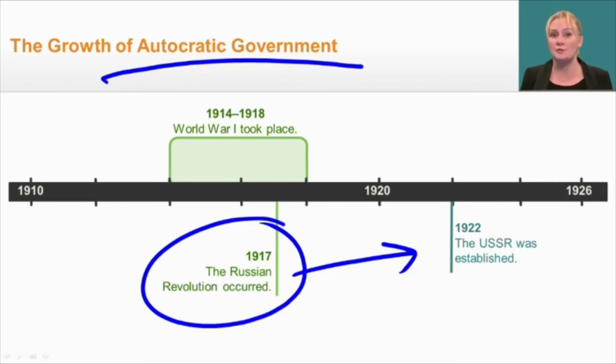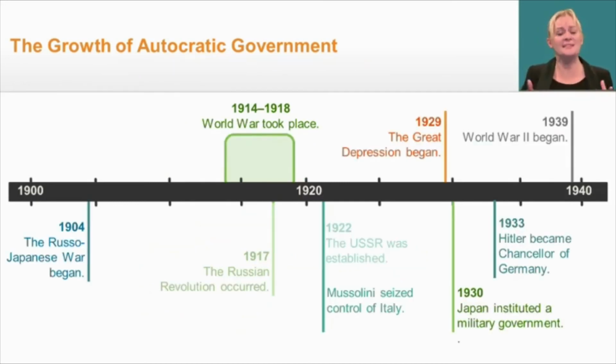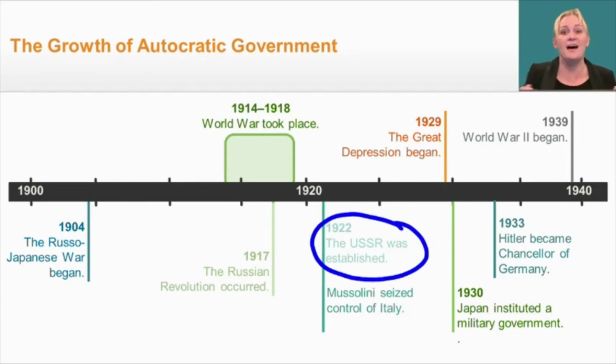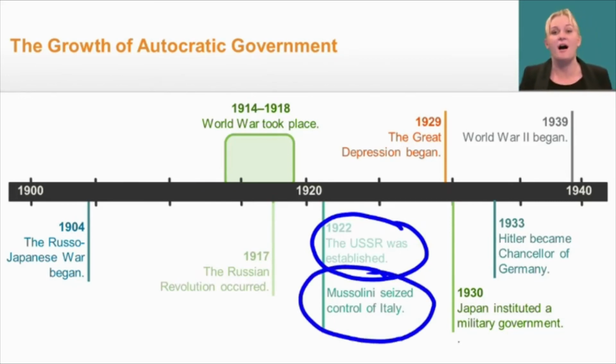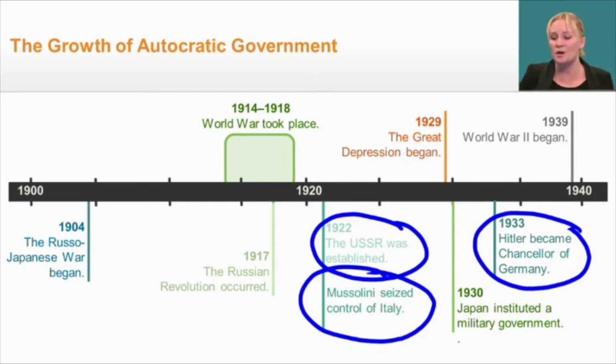Now, let's take a look at the rest of the world. At this same time that the USSR was being established, another autocratic government was being formed in Italy. Mussolini seized control of Italy. Also, a few years later, over in Germany, Hitler becomes Chancellor of Germany, forming an autocratic government. Now, what happens? Well, this all culminates in the beginning of World War II here in 1939.